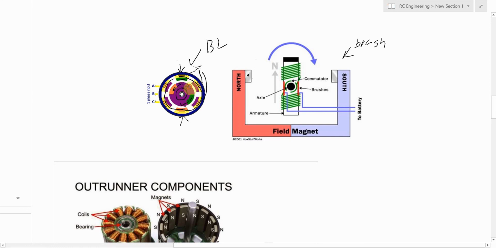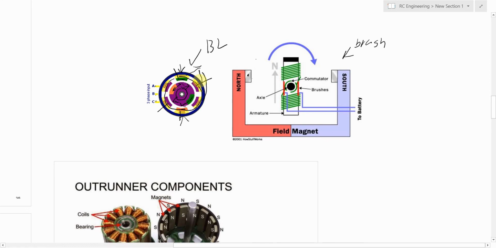And then this scenario will keep going on and on forever, while the ESC will turn off this pole and turn on that pole. Turn off that pole, turn on that pole. On and on forever and ever.